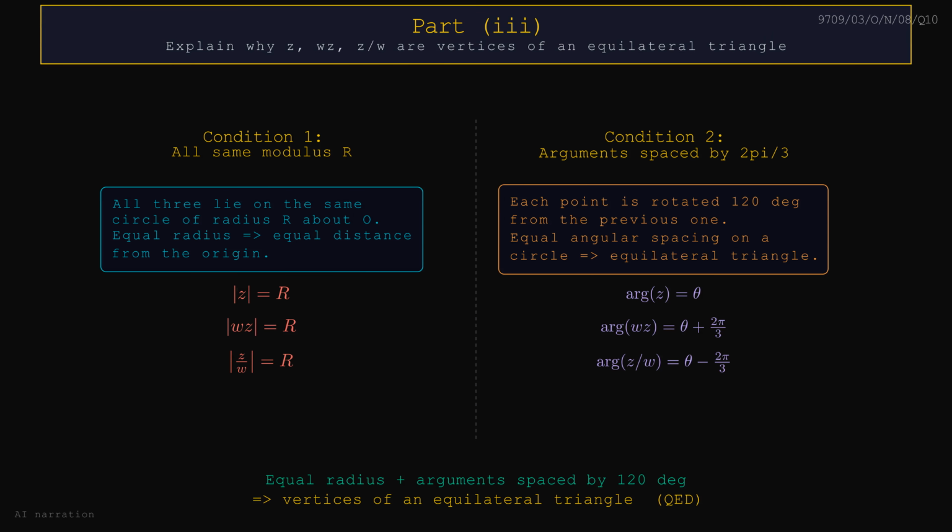QED. Part 4. Given vertex 4 plus 2i, find the other two vertices. The other vertices are W times Z and Z over W. Since modulus W is 1, use the conjugate.